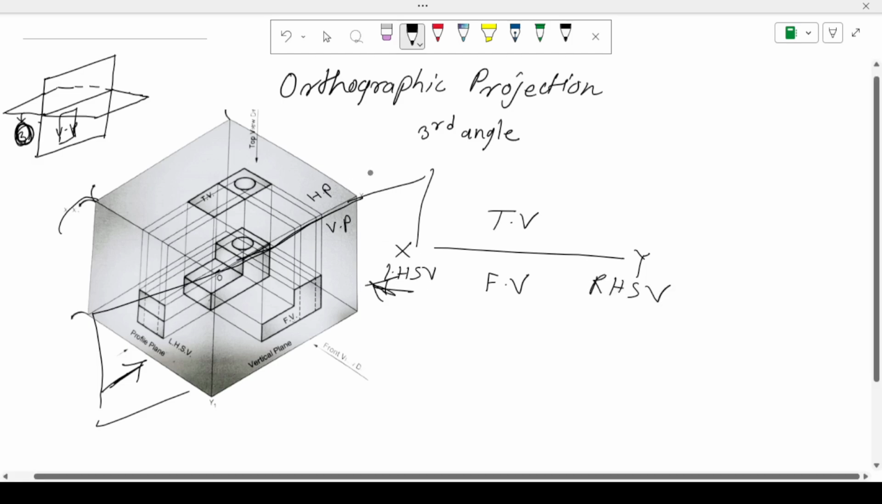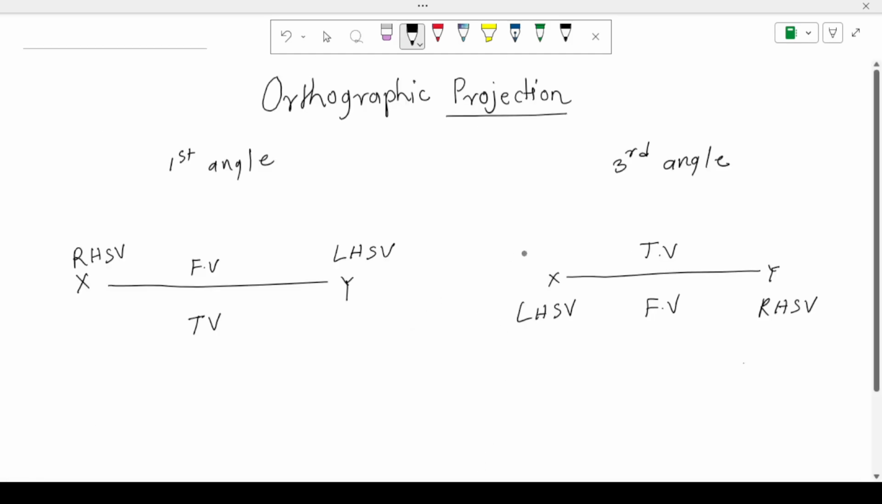So this is all about the third angle projection. You need to understand only this. Whenever a question asks you to draw the orthographic projection by first angle projection, you have to draw the front view of that object above the XY line, the top view below the XY line, the left hand side view on the right side of the front view, and the right hand side view on the left side of the front view.